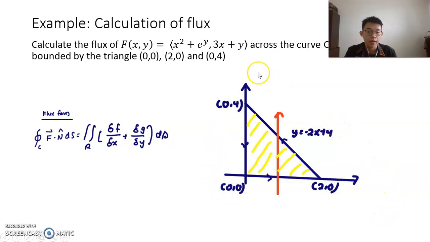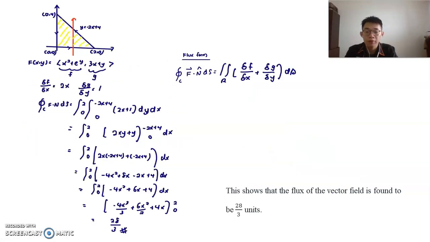Okay, and next we are going to have a look at the flux version of Green's theorem formula, which is a little bit different from the general formula of Green's theorem. For this flux version, it is the double integral of the partial derivative of f in terms of x plus the partial derivative of g in terms of y over a region R. This equation is a little bit different from the general equation for Green's theorem, so please take note of that. And next we just apply the flux version of the formula.